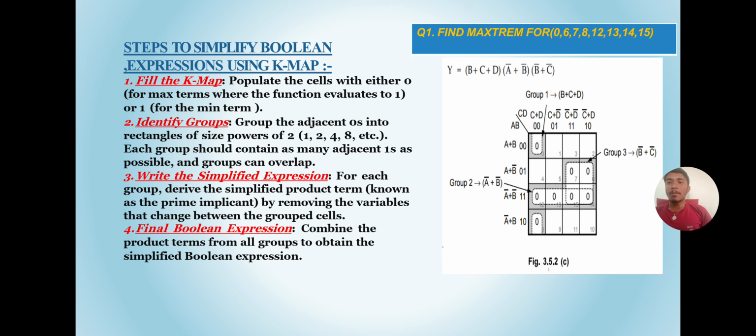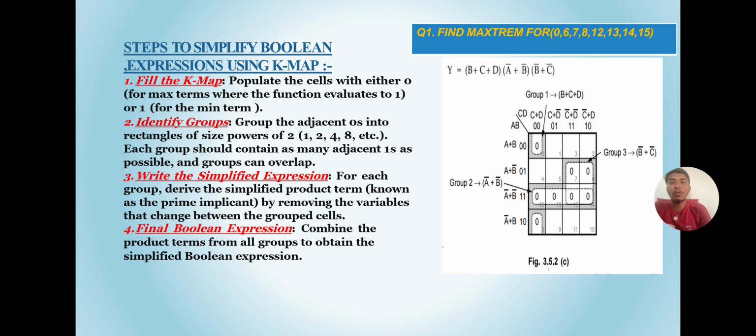Steps to simplify the Boolean expression using K-map. So the question will be like this. Here we have been given the question: find the max term. We are looking for the max term for 0, 6, 7, 8, 12, 13, 14, 15. This will be our question. So how to solve this using a K-map? We are finding the max term, not the min term. So this is of max term.